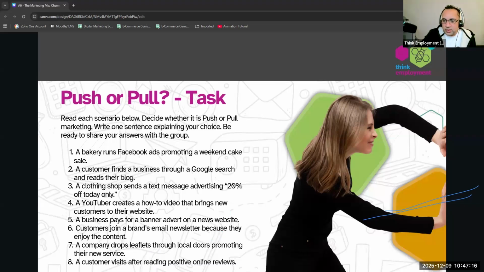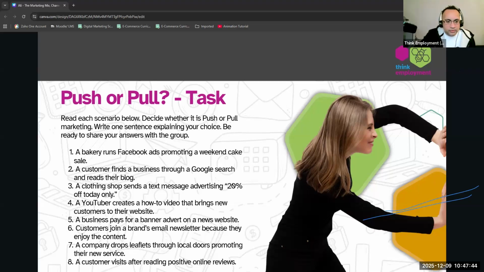Okay, let's find somebody else. Elizabeth, you put number 7 as push. Why is number 7 a push? Dropping leaflets through doors, because it's not something that our customers found naturally. You're pushing leaflets through. Some may throw it away, some may keep it. Yeah, that's good.